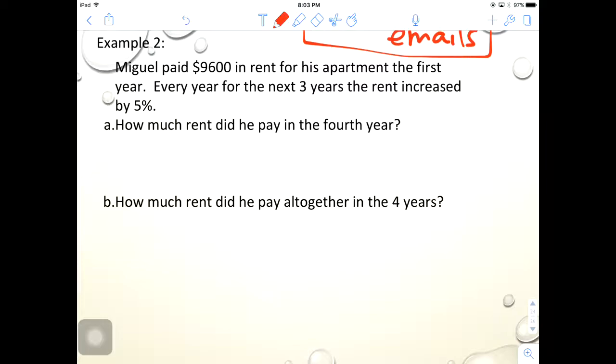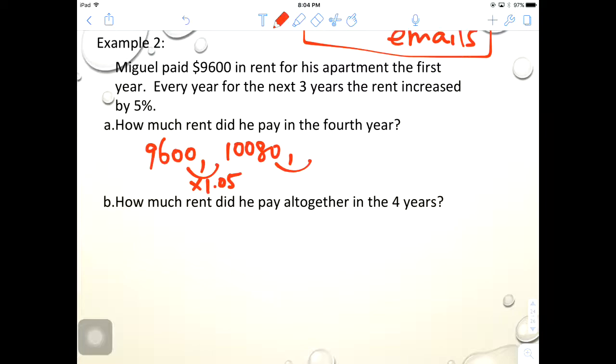So if you take a look at the rent that Miguel pays, in the first year he pays $9,600. The next year, to increase that by 5%, you're actually going to be multiplying by 1.05, because if you're just multiplying by 0.05, it's only equivalent to the increase. It does not include the base, which means the 9,600. So it's actually multiplying by 1.05. And so the next year, he should be paying $10,080.